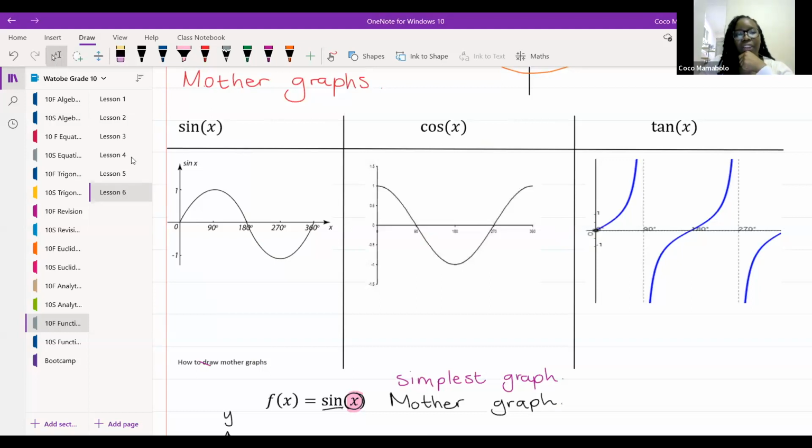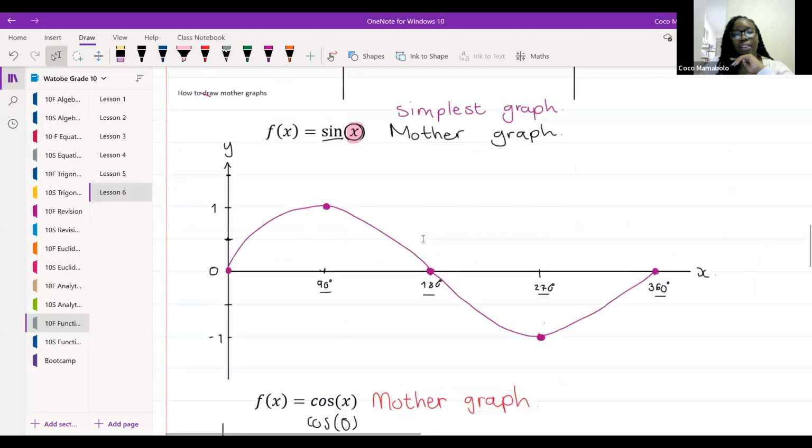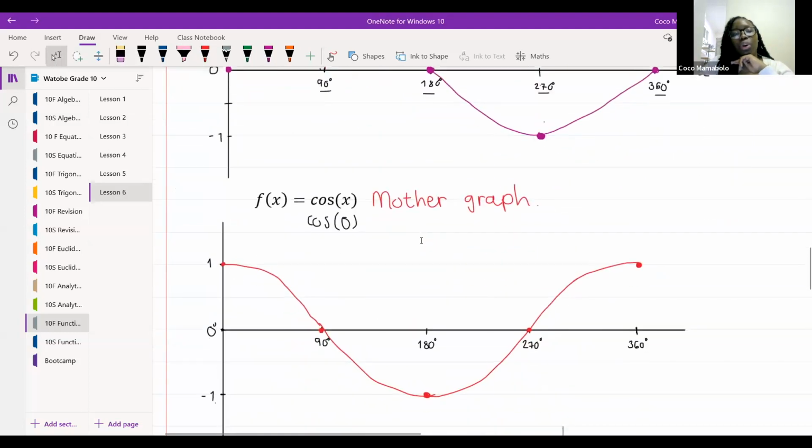Okay, Tabang, do you have another question? Yes, ma'am. For the cos graph, why did we start with 1? Because cos of 0 is equal to, punch cos of 0 into your calculator. What is it going to give you? Oh, it's 1. Cos of 0 is 1. All right.